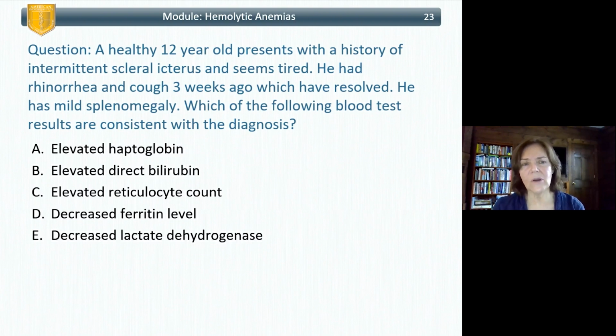A. Elevated haptoglobin. B. Elevated direct bilirubin. C. Elevated retic count. D. Decreased ferritin level. E. Decreased lactate dehydrogenase. The correct answer is elevated reticulocyte count.